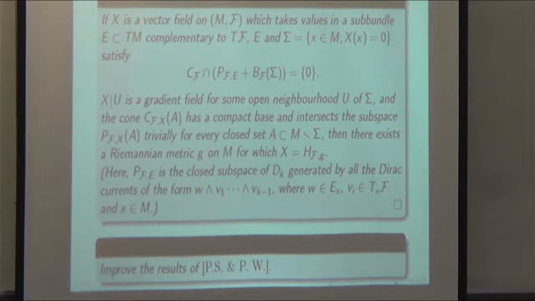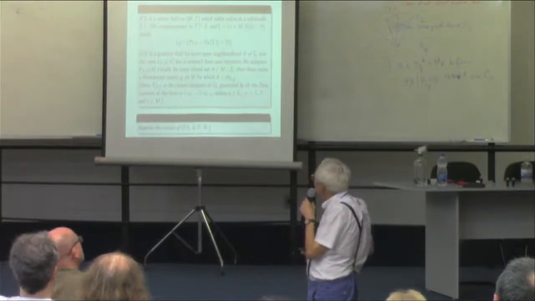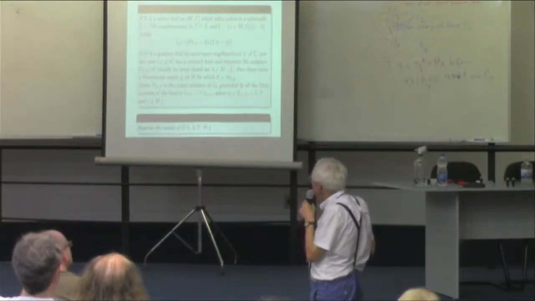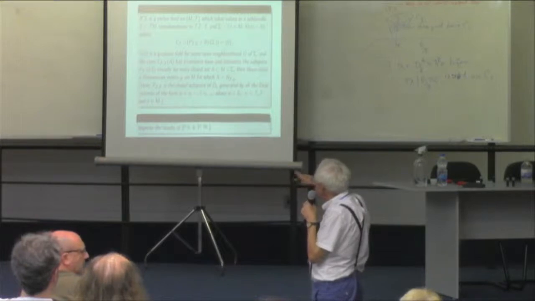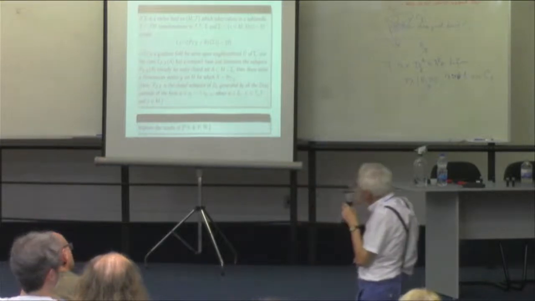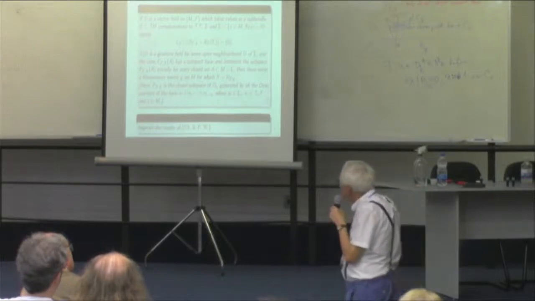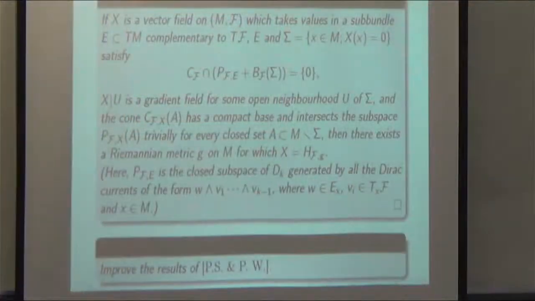But anyway, the result is more or less like that: if X is a gradient of a function on some open neighborhood U of this singular set, and the cone generated by the red and blue one has a compact base and intersects this subspace P trivially for any closed set contained in the complement of sigma, then there exists a Riemannian metric for which X becomes the mean curvature.